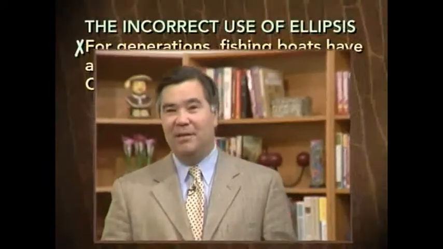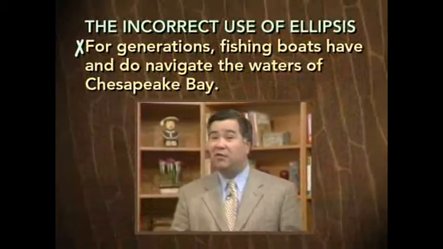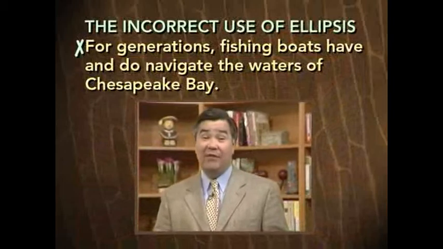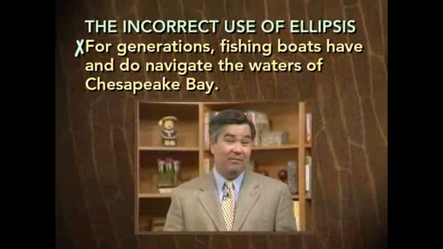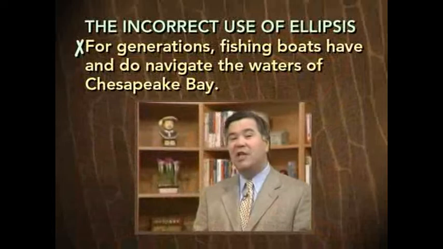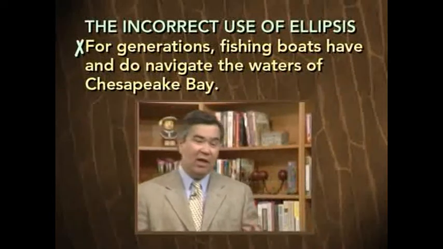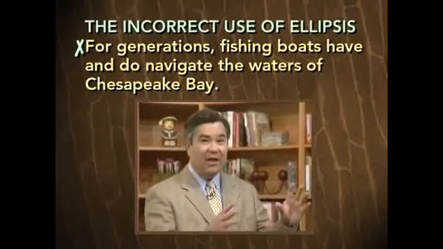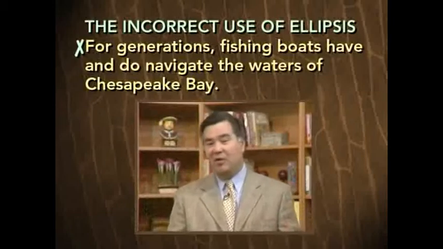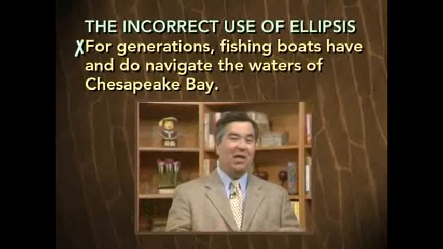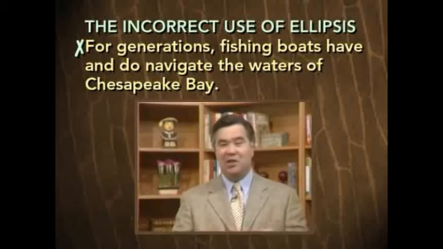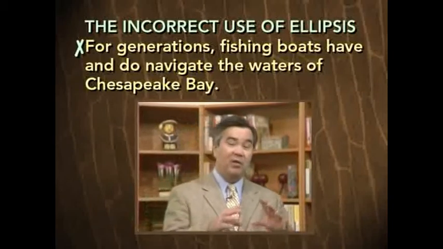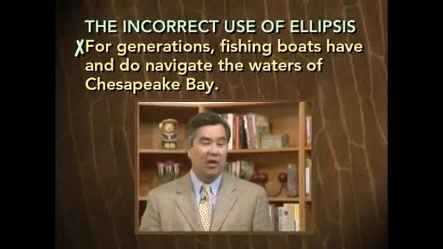Here's a sentence where the author is trying to use ellipsis to avoid repeating words, but when we try to apply the test, we see that it doesn't really work. For generations, fishing boats have and do navigate the waters of Chesapeake Bay. Okay, we understand what the author is trying to say. He's trying to say that fishing boats have navigated the waters of Chesapeake Bay for generations, and they still do that today. So there are two parallel ideas being described here. And they could have been written out in parallel structure clauses.